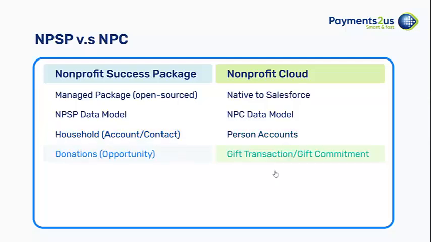Okay, in the Non-Profit Success Pack, the opportunity was repurposed to become donations, and in the new world, we're now dealing with new objects called gift transactions. As mentioned, for a recurring donation, the gift commitment is like a promise that there will be regular monthly donations. There are obviously a lot of other differences here, but I'm just concentrating on some of the key ones.